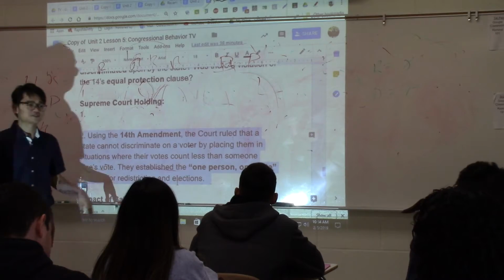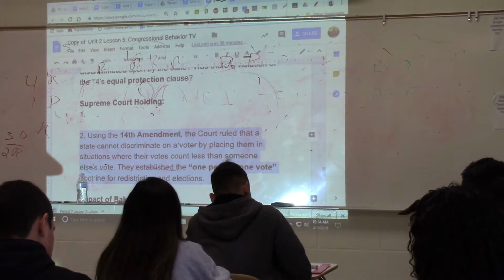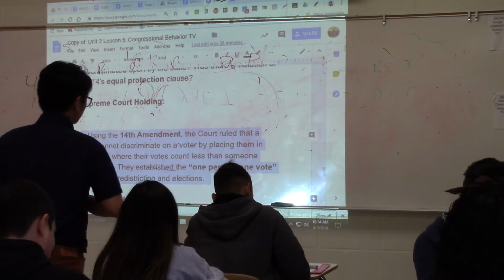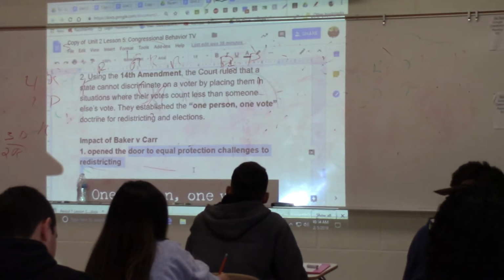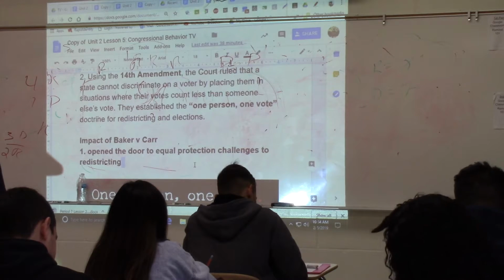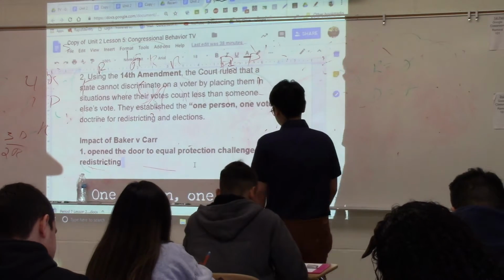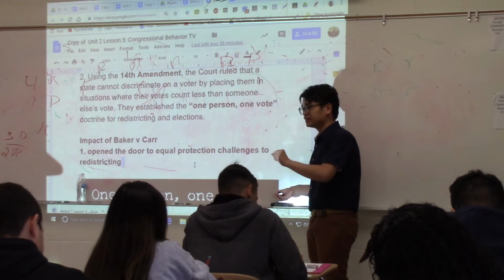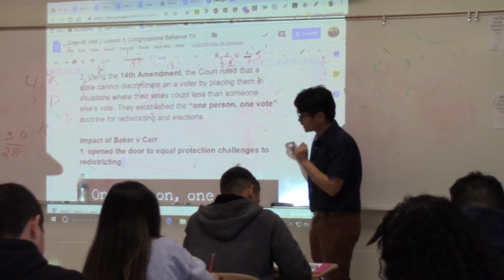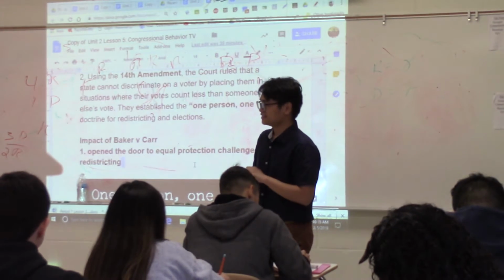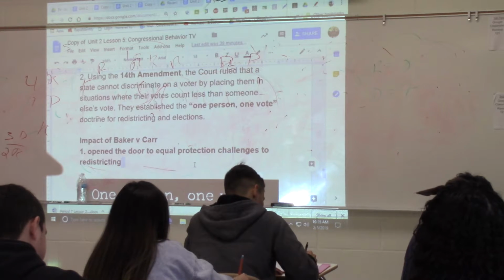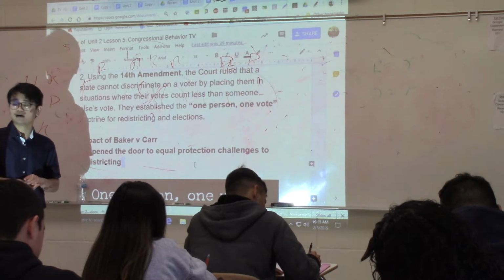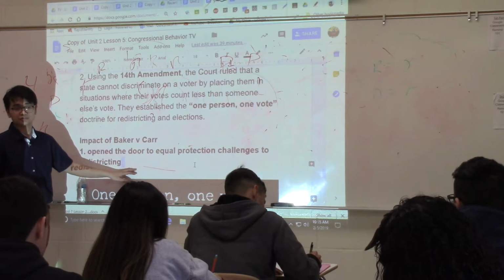You need to know the impact of this case. And this is what's probably important about Baker versus Carr. Before, people were afraid to bring up cases about redistricting to the Supreme Court because they had dismissed those cases for a while. But now, because of Baker versus Carr, it's going to open the door to equal protection challenges to redistricting. More and more people are going to challenge their state. Because now they can, if they can reason their state is going against what clause? Equal protection clause. If their state is what? Discriminating. So before, people were very reluctant to submit redistricting cases to the Supreme Court because they had dismissed them for a while. But now, if they have an equal protection clause challenge to redistricting, they can.